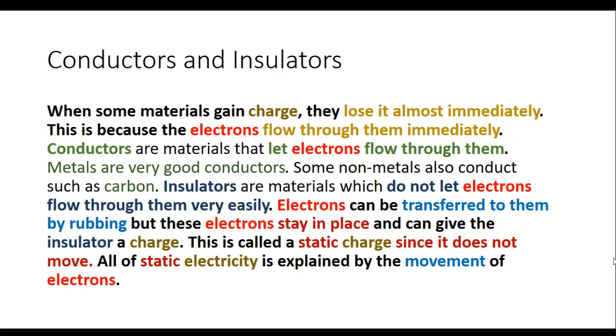So if the electrons flow quickly through, a conductor can't get charge because any electrons that it gains will immediately leave. Whereas insulators can be charged because the electrons transferred to them stay in place, and that then gives them a negative charge.